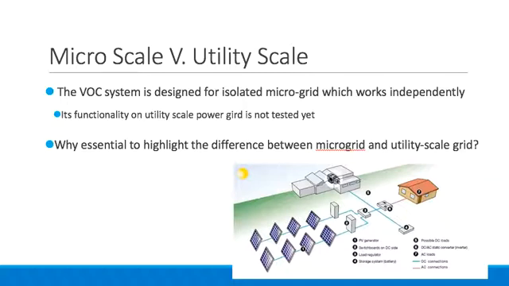There is also a limitation for this VOC system. That is, the VOC strategy is designed for isolated microgrid which works independently. Therefore, its functionality on utility scale power grid is not tested yet. So it is very essential to emphasize the difference between the microgrid and the utility scale grid. This is because sometimes the behavior of the inverter can be very different in these two kinds of scales.